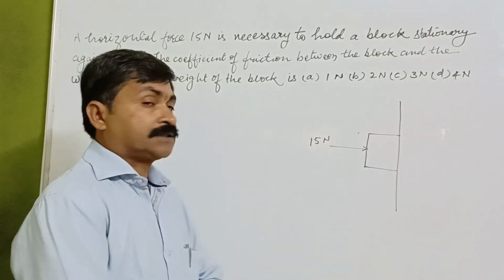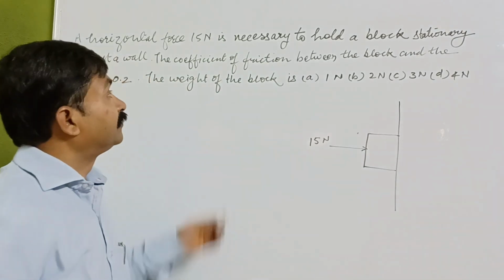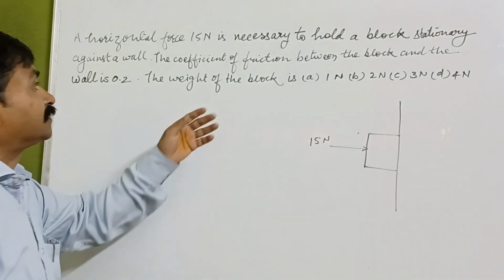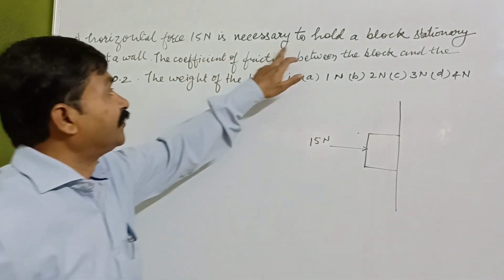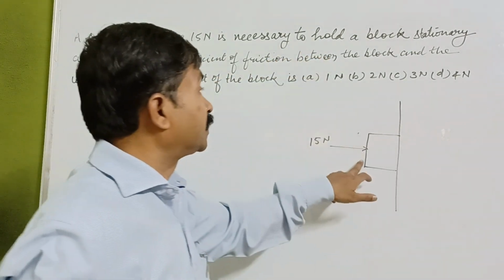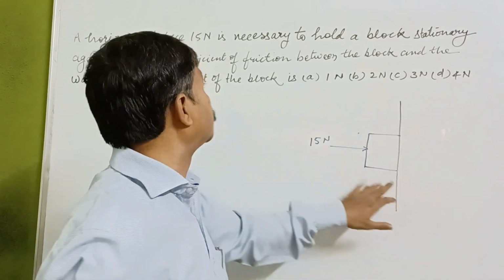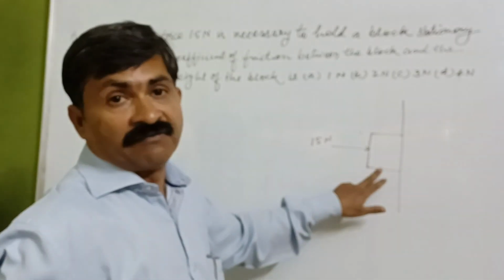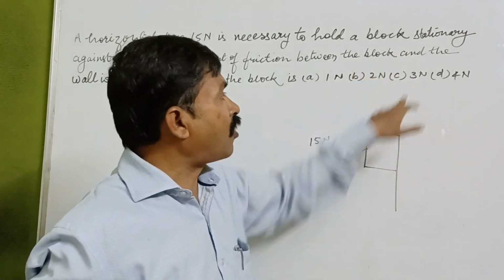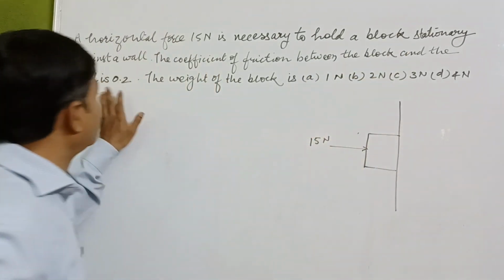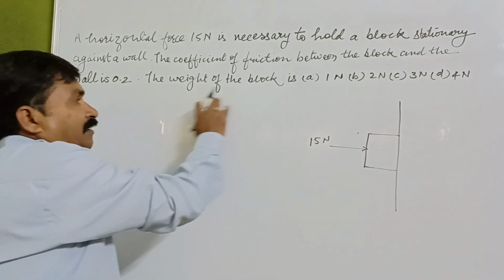Dear students, in the series of numerical physics, today we have a numerical which is based on the force of friction. A horizontal force of 15 Newton is necessary to hold a block stationary against a wall. The coefficient of friction between the block and the wall is 0.2. The weight of the block is?